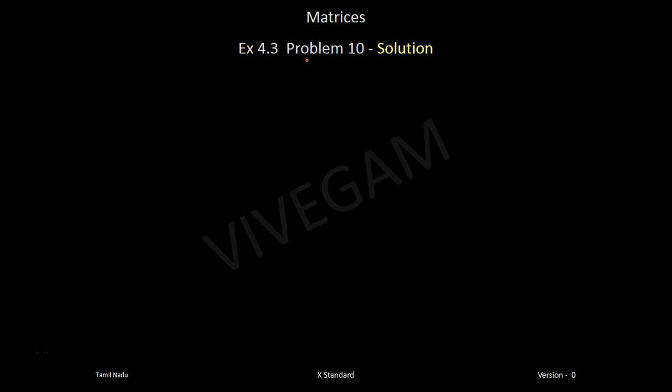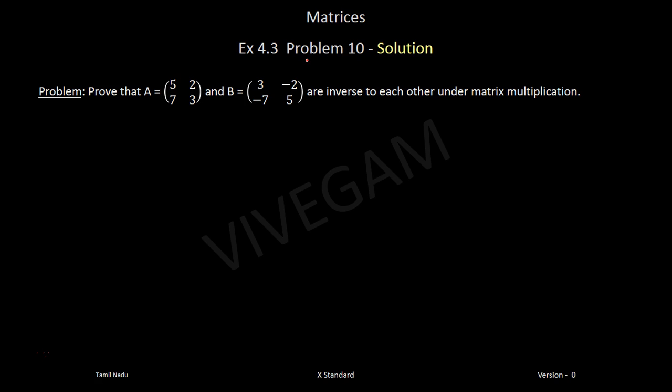Exercise 4.3 Problem 10 Solution. Prove that matrix A equal to [5, 2; 7, 3] and B equal to [3, -2; -7, 5] are inverse to each other under matrix multiplication.